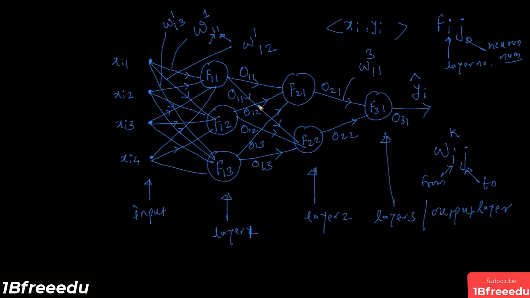These two layers are called hidden layers because they are in between the input and output layer. This layer is the input layer, and this layer is the output layer. The layers between the input layer and output layer are called hidden layers. So these are the notations we'll use for studying other concepts in the deep neural network course.